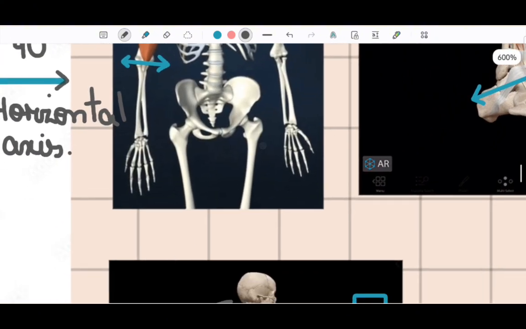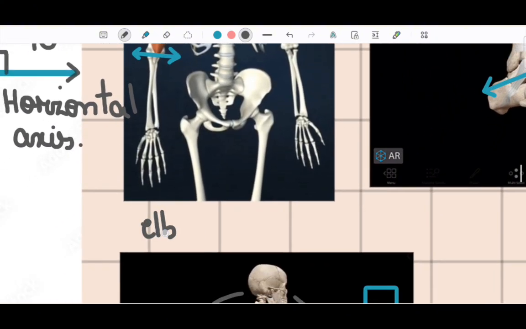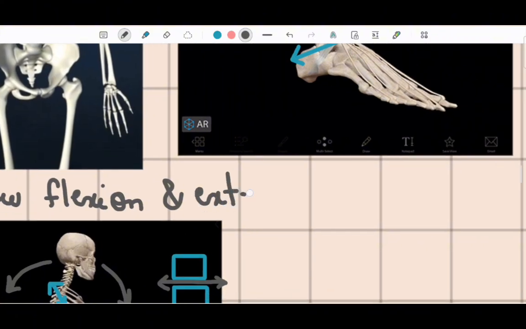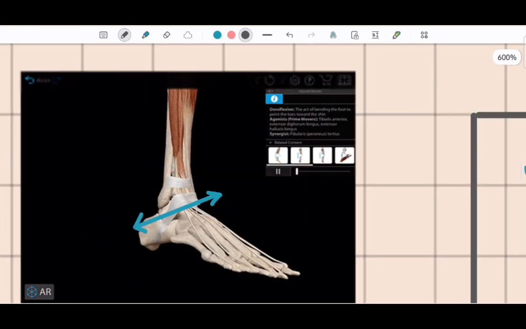This movement is called elbow flexion and extension. Elbow flexion and extension are occurring at which plane? That is the median plane, and which axis? Horizontal axis. This is the dorsiflexion and plantar flexion.